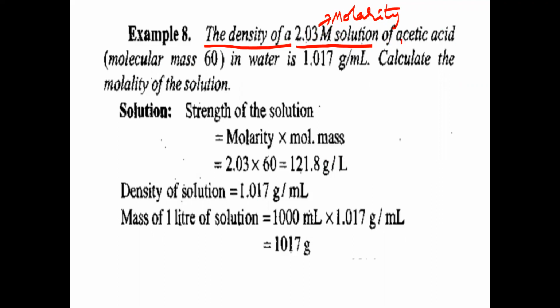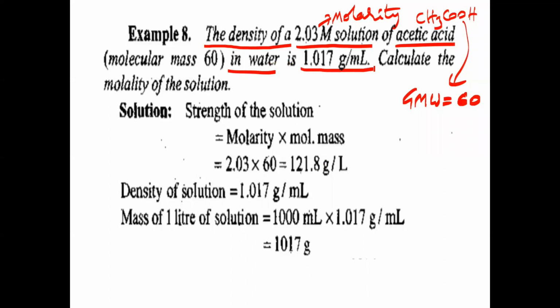And the solution is acetic acid, formula CH3COOH. The gram molecular weight of acetic acid is 60 grams per mole. Water is the solvent here. The density of this solution is given as 1.017 grams per ml. Density is given and molarity is given. Calculate the molality of the solution. Molality, small m, is asked here.